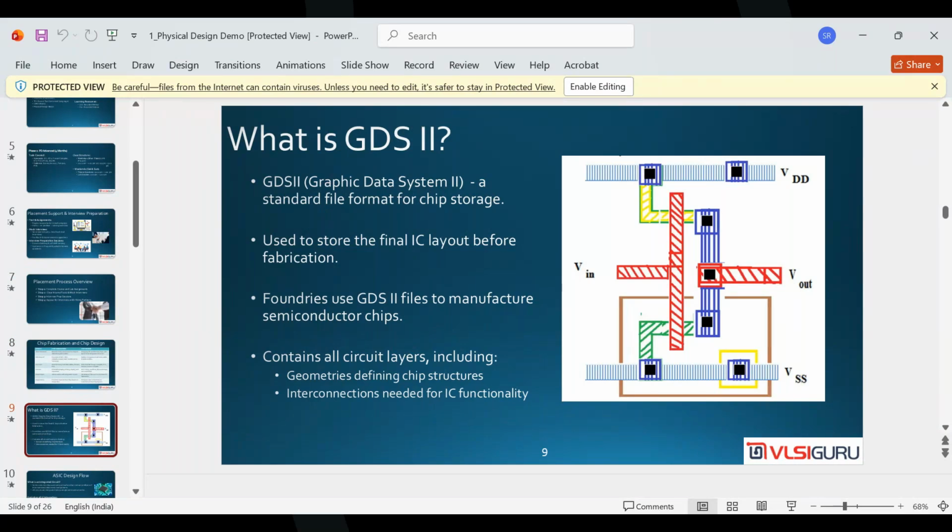It is interactive information. Now what information consists in this GDS2? It consists of layout information, right? Physical layout information. When we say physical layout, what does this mean?